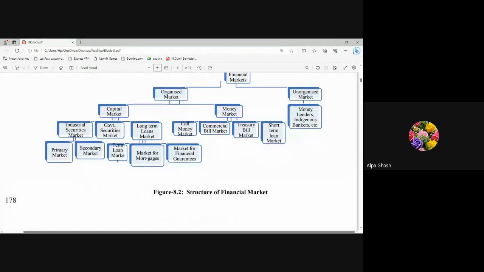I hope this statement is clear to everyone, this flowchart. Whenever this question comes, the structure of financial market, you have to depict this flowchart. And on the basis of this flowchart only, if you explain the answer, you can have more marks and it will be very presentable also. I hope I'm able to make you clear. Noted, ma'am. Yes, ma'am. Okay. Yes. Thank you. Now I'm coming to the next one.